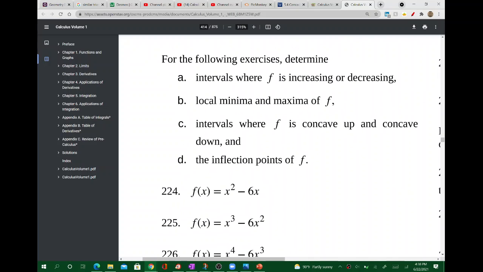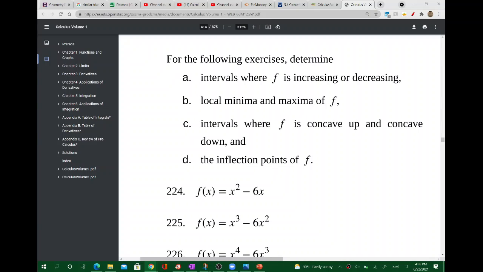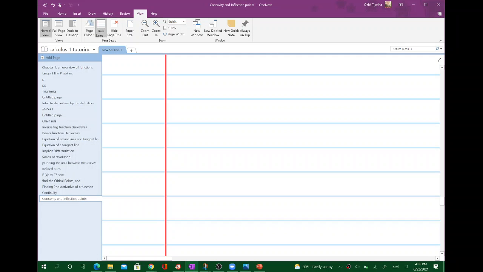Now, it says, for the following exercises, determine part A, the intervals where f is increasing or decreasing. That first one is pretty easy. Let's say we have a very simple function, f of x equals x squared minus 6x. We want to find where it is increasing or decreasing, right? The way you do it, the calculus way, is to find f prime of x. So f prime of x equals 2x minus 6. You would then set that equal to 0.